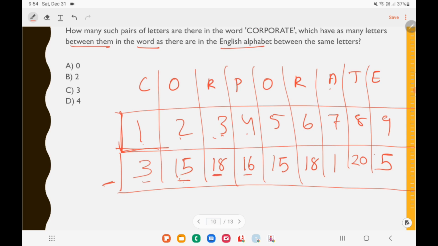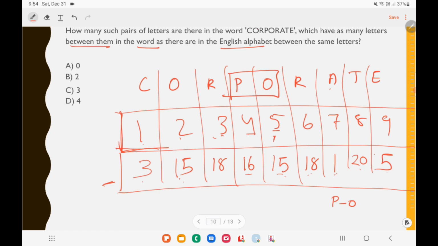18 is the biggest one if you take these two pairs, so I am taking 18 minus 16. You will get 2. 16 minus 15 is 1, so you got 1 here. Here also 5 minus 4 is 1. So that is correct, P and O is a pair. Now 18 minus 15 is 3. 18 minus 1 is 17. 20 minus 1 is 19. 20 minus 5 is 15.